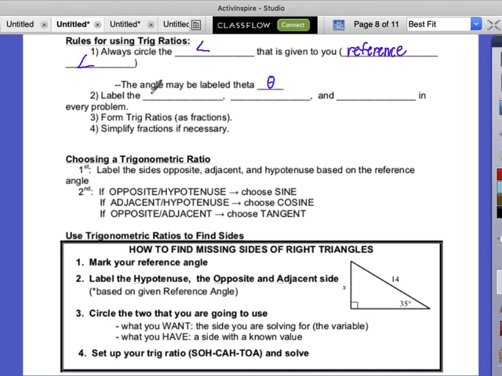We're going to label the opposite leg, the adjacent leg, and the hypotenuse in every problem. Based upon our reference angle, we're going to label the opposite leg, adjacent leg, and hypotenuse. Then we're going to form our trig ratios as fractions, and we're going to simplify them if necessary. And that's what we just did in our example, guys, except we just didn't circle the reference angle. Everything else we did.